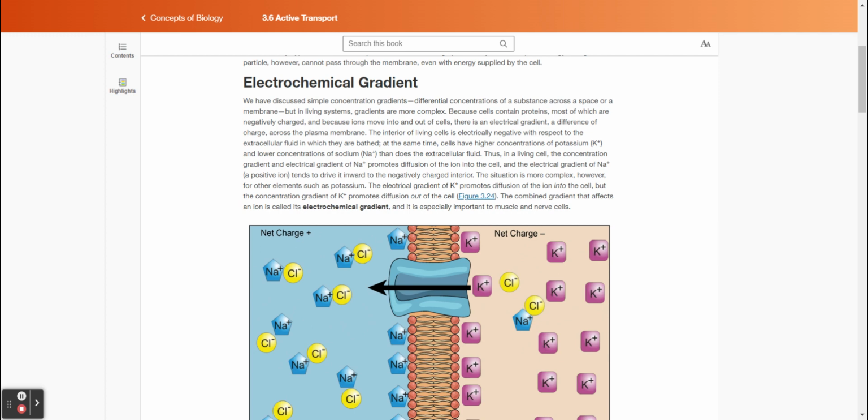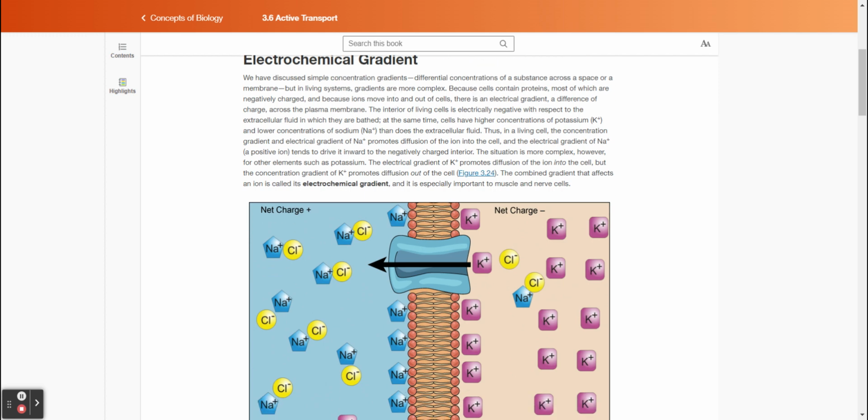The situation is more complex, however, for other elements such as potassium. The electrical gradient of potassium ions, or K+, promotes diffusion of the ion into the cell, but the concentration gradient of K+ promotes diffusion out of the cell. The combined gradient that affects an ion is called its electrochemical gradient, and it is especially important to muscle and nerve cells.